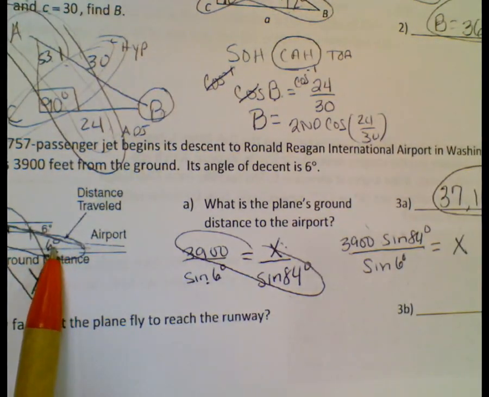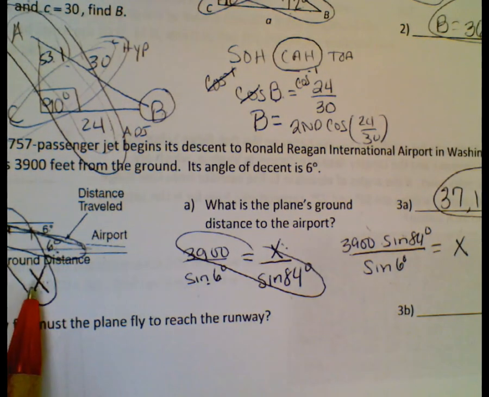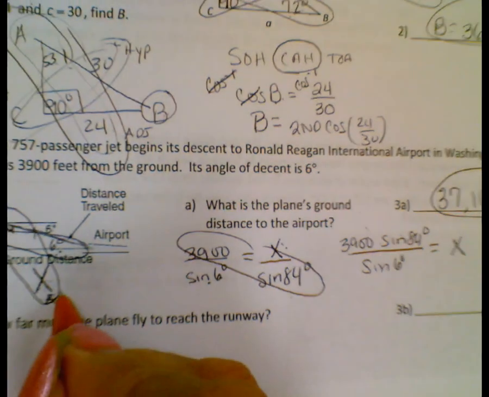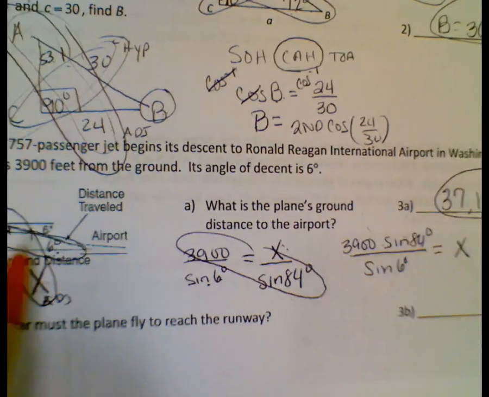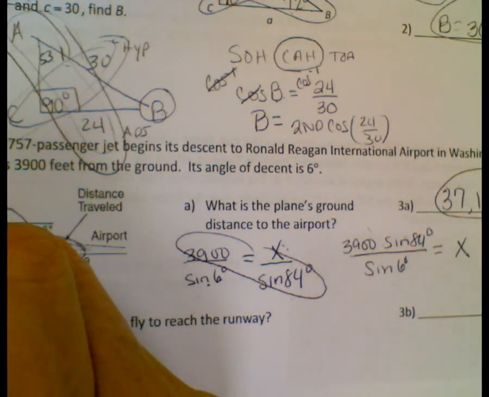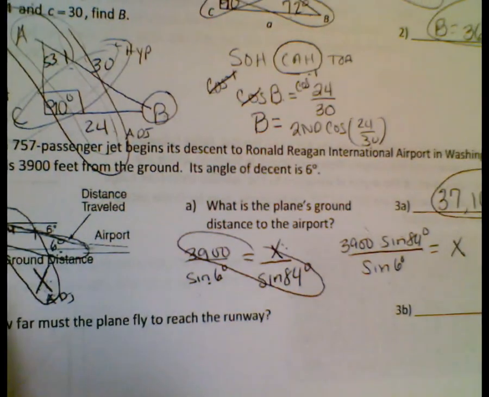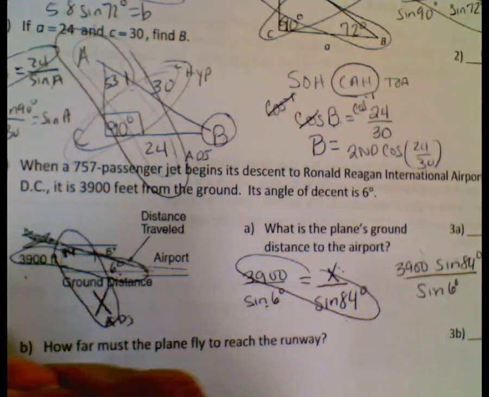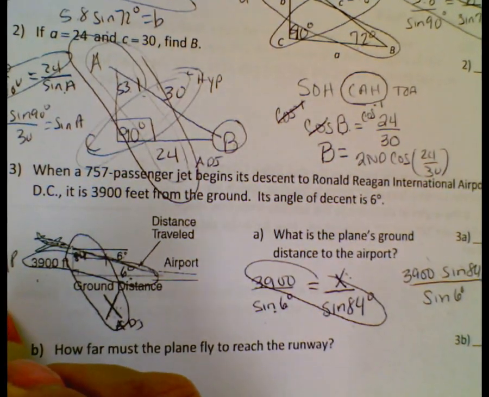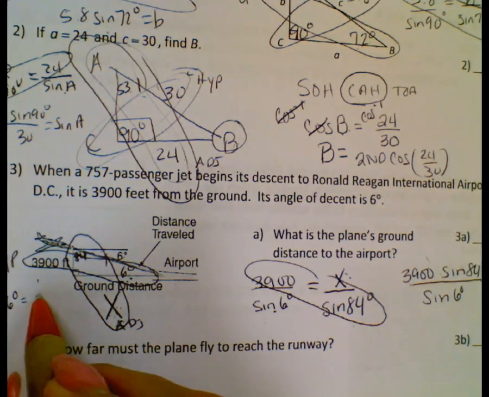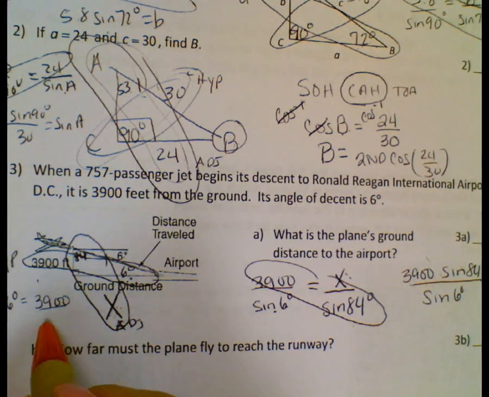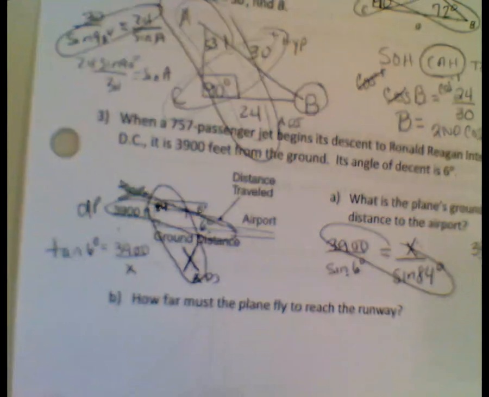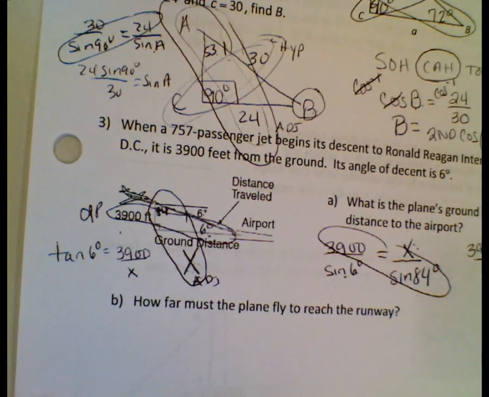So from 6 degrees right here, Mimi, according to 6 degrees, what is x? The adjacent, opposite, or hypotenuse? It's the adjacent. What is the 3,900 according to 6? Opposite. So which trig function deals with opposite and adjacent? TOA, yes. So you could have done tangent of 6 degrees is opposite 3,900 over adjacent x. You see that?